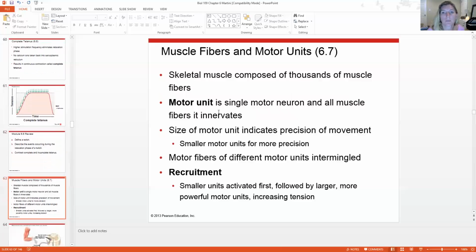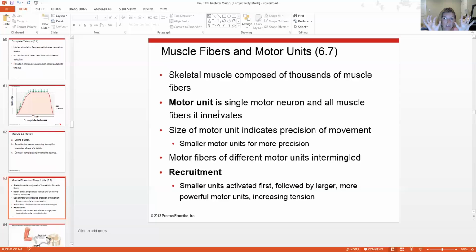Moving on, muscle fibers and motor units. The skeletal muscle is made of several thousand muscle fibers. This hopefully was made clear when we looked at those pictures earlier in the chapter. A motor unit is an area that's controlled by one single motor neuron. It's all the muscle fibers that are controlled by one motor neuron. And the size of this motor unit indicates the precision of movement. Smaller motor units for more precise movements.